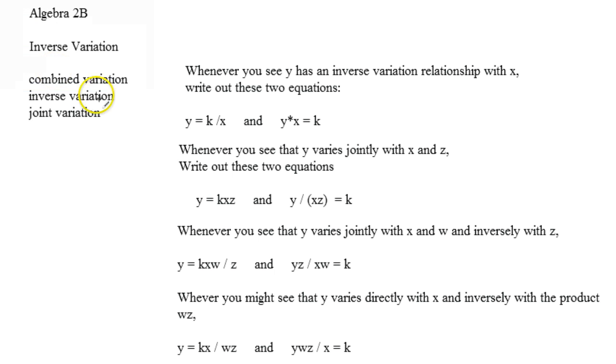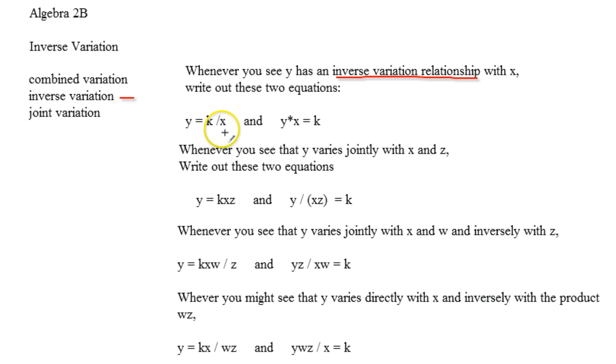So let's get a good color. Let's go red. Inverse variation. So whenever you see that y has an inverse variation relationship with x, and you don't even need the relationship part, it is inverse related with x. Write out these two equations to help you solve.